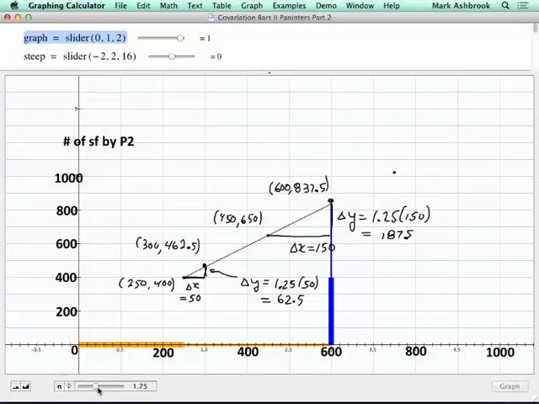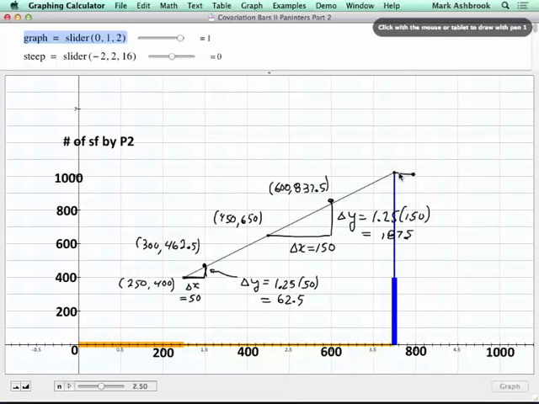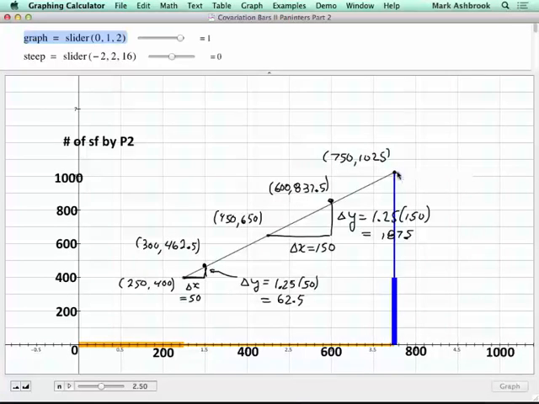Okay, one more time. Any questions? Anybody have a question? This process is super important. Let's start at 750. Let's do a change of 200. So X is going to change by 200. Go. 750. 200. So this is the point, 750, 1025 that we had before? Delta X is 200. Go.